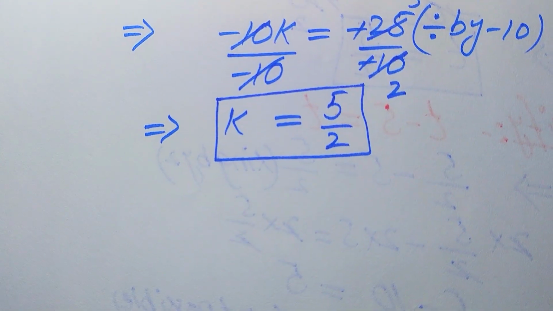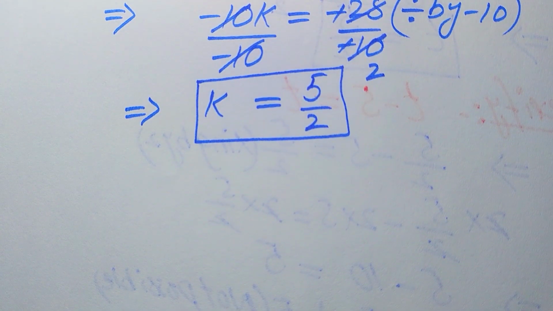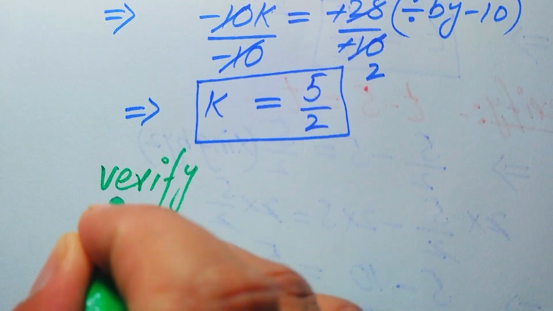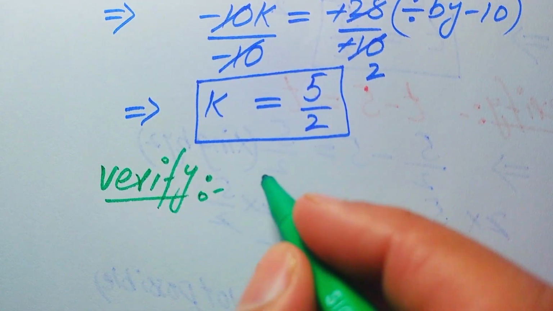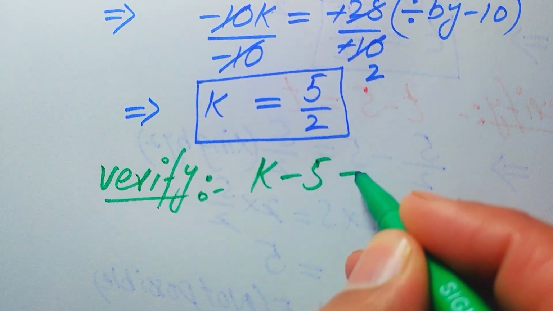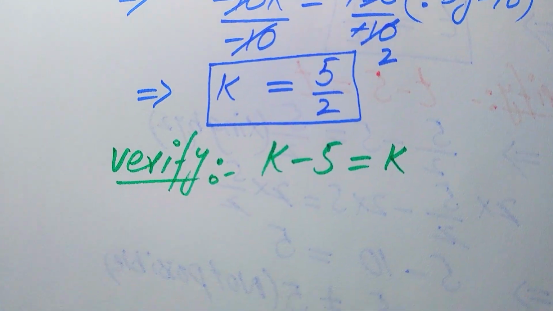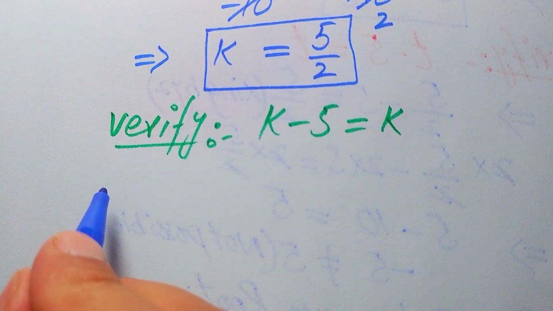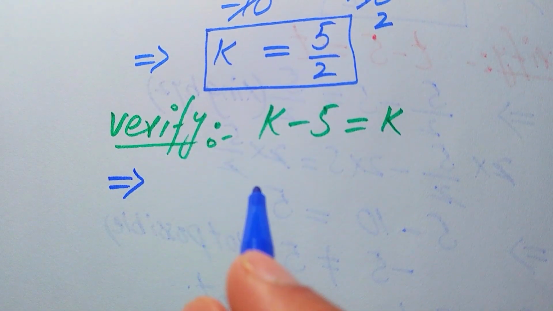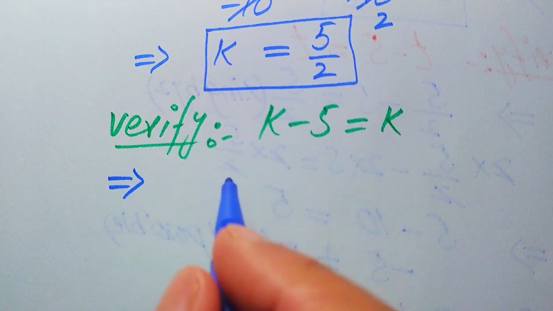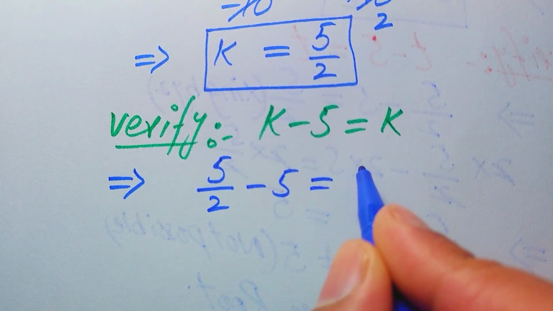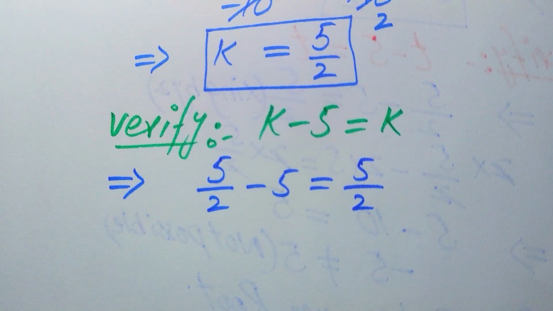Now in the next step we need to verify whether this value of k is a solution or an extraneous root. For verification of this value, we need to copy down the given question statement. Here it is √(k − 5) = k. Now we verify the above value of k, and we check whether this value of k is a solution or an extraneous root. For this, we substitute this value of k on both sides, and it will be written as √(5/2 − 5) = 5/2.